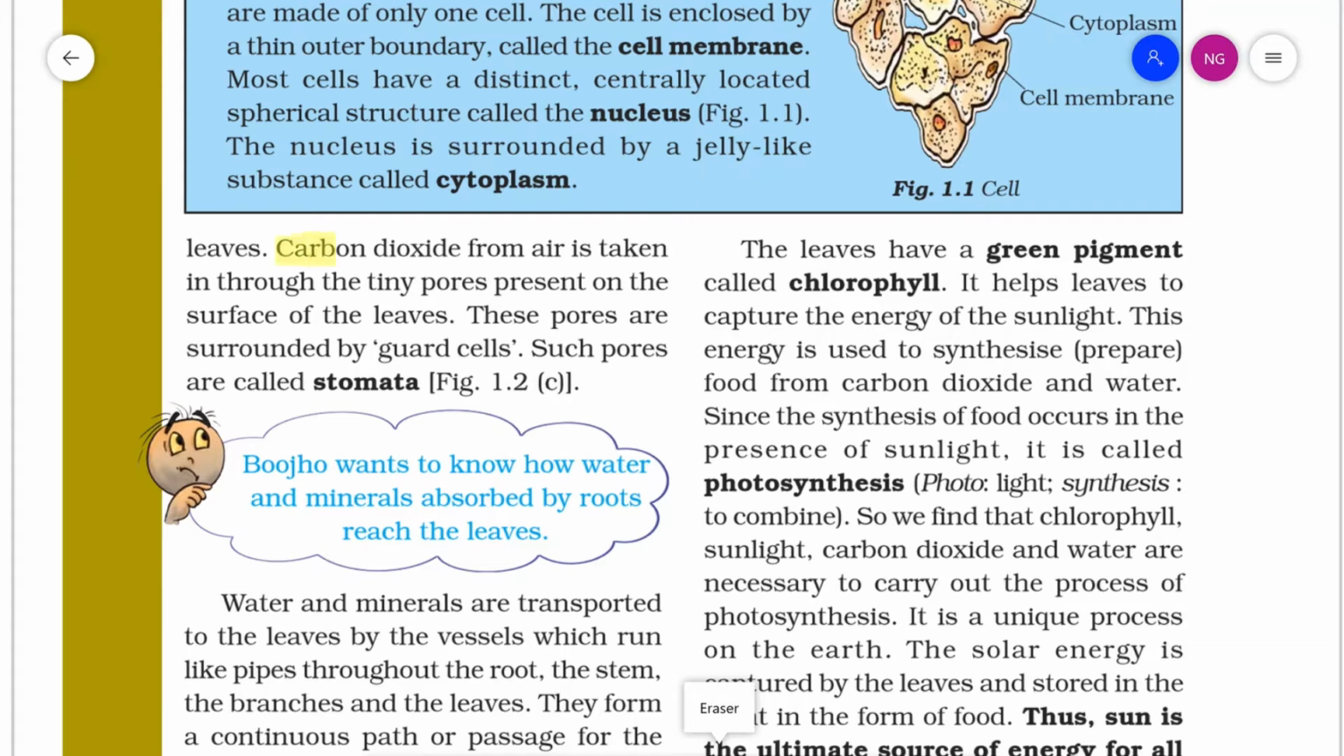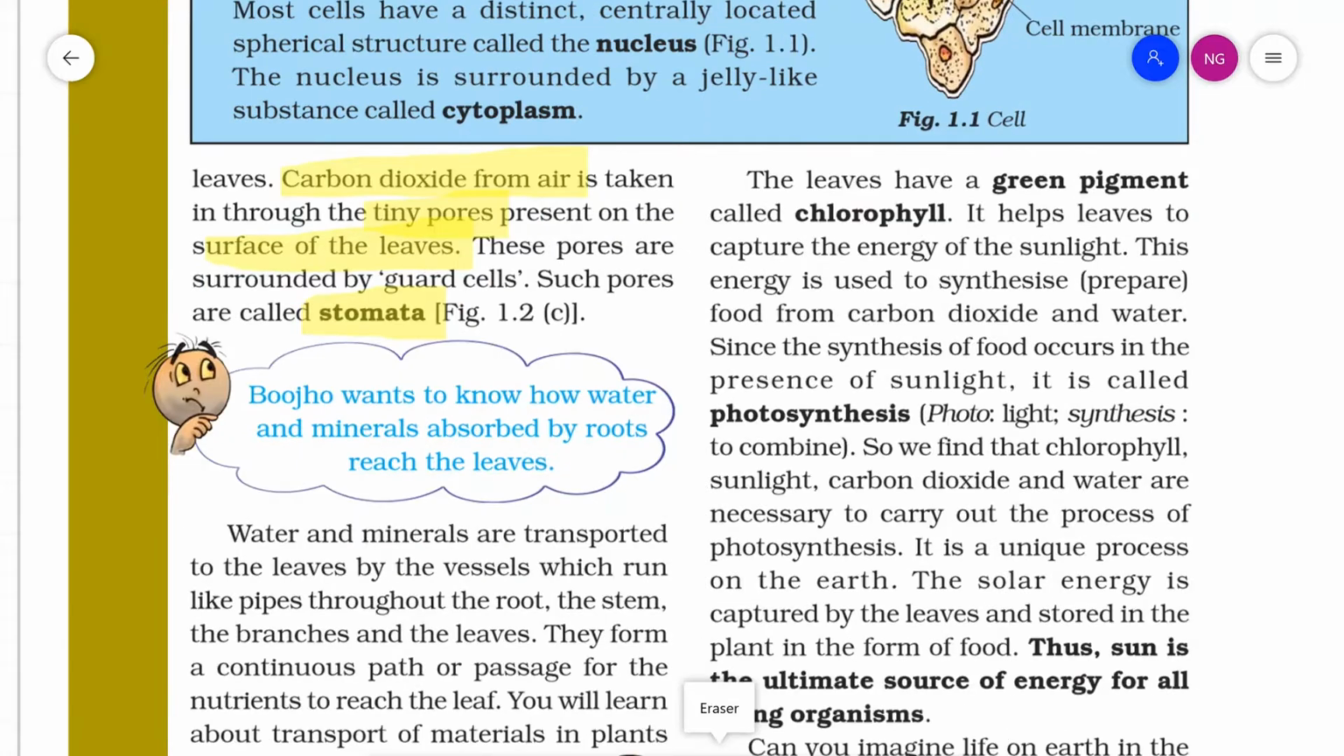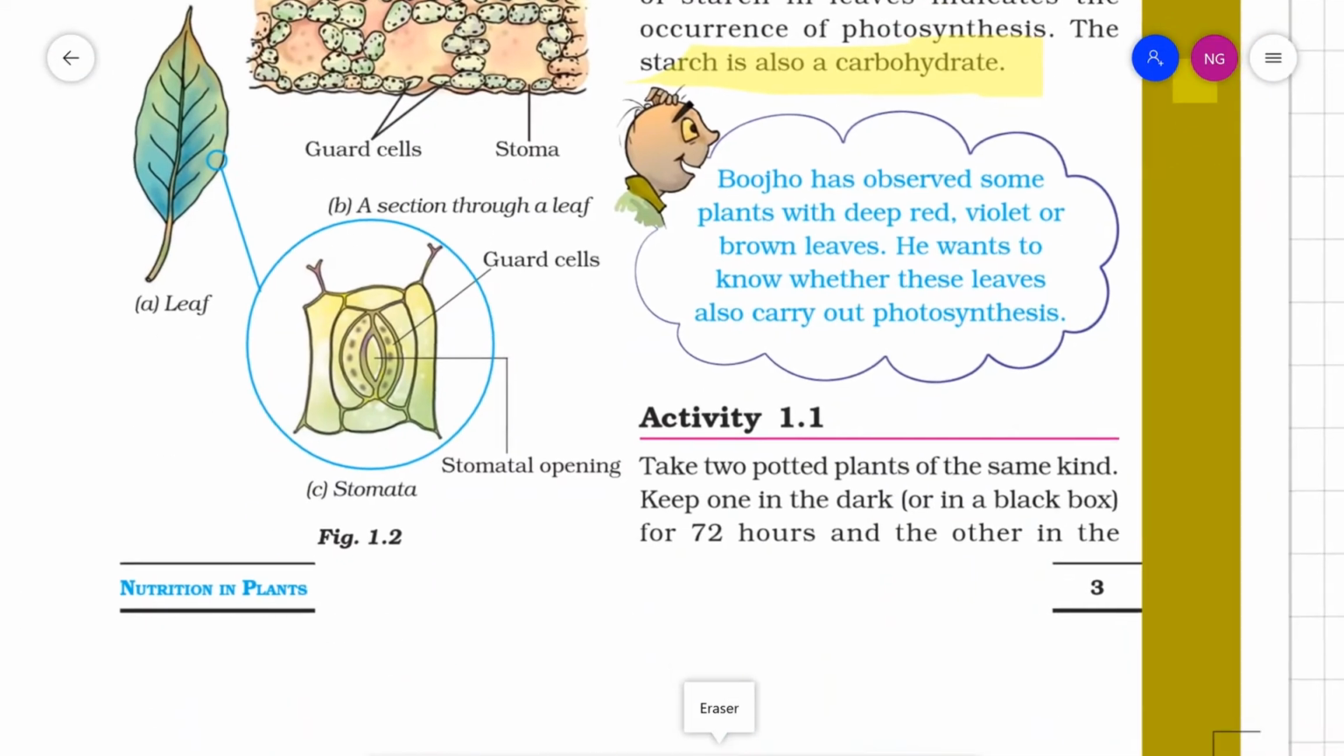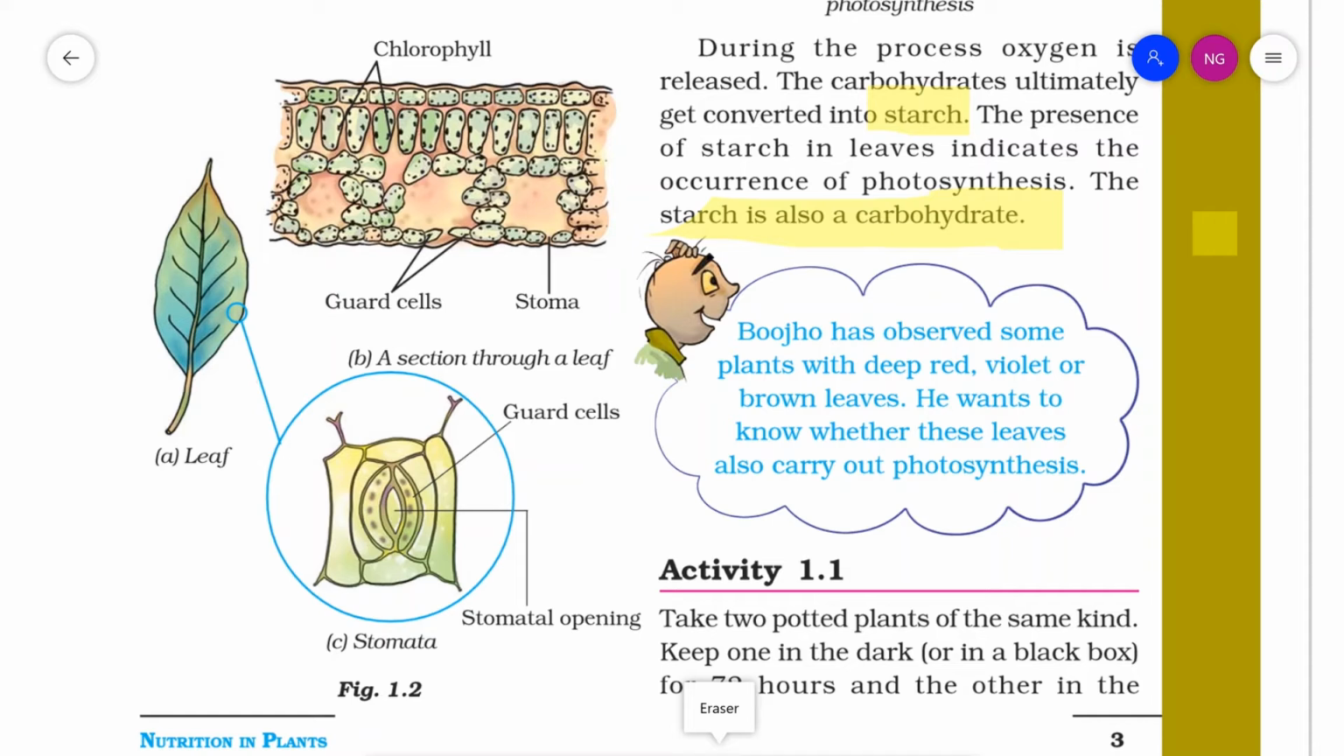Carbon dioxide which is present in air is taken in through tiny pores present on the surface of the leaves. There will be certain small pores on the surface of the leaves and these pores are called stomata. Okay. These stomata are surrounded by guard cells. I will show you this in the diagram given below. So here is a leaf. In this diagram you can see here is a stoma. This is a small opening or small pore which is surrounded by guard cells. So these are guard cells.